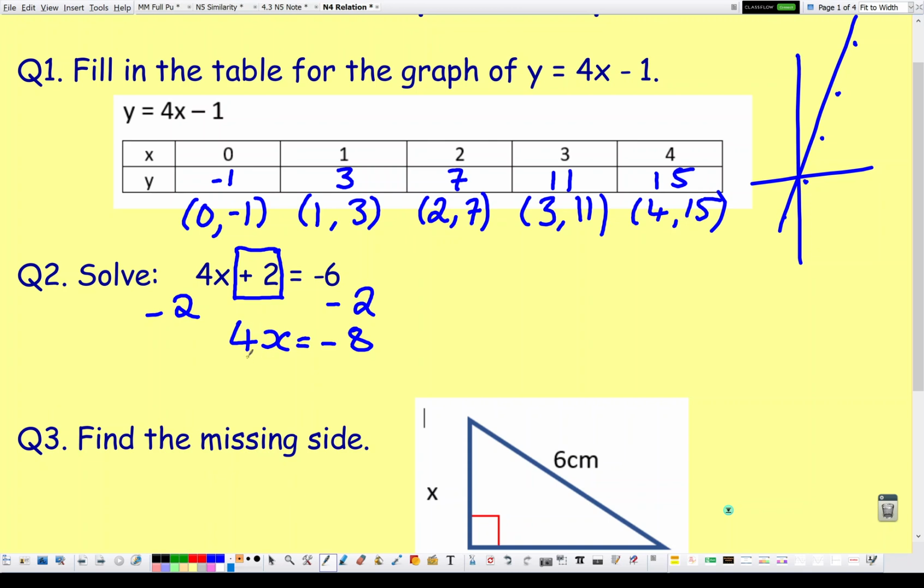Now I have 4x, I want to get 1x. My last step is always to do the division, which is in this case divide by 4. So it's x equals minus 8 divided by 4. So that's going to be negative 2. Alright, so that one's not too bad. I'm hoping that we would be okay with that.